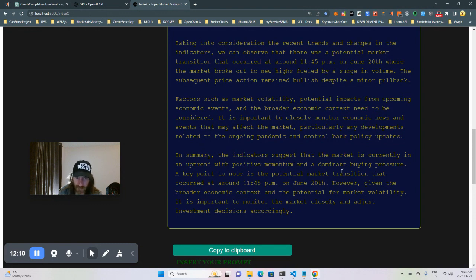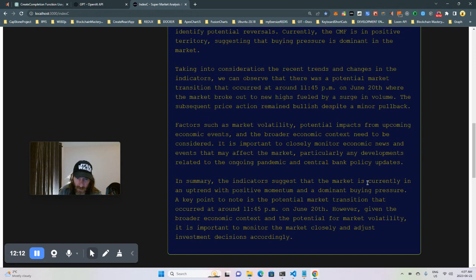In summary, the indicators suggest that the market is currently in an uptrend with positive momentum and a dominant buying pressure. A key point to note is the potential market transition that occurred at around 11:45 p.m. on June 20th. However, given the broader economic context and the potential for market volatility, it is important to monitor the market closely and adjust investment decisions accordingly.